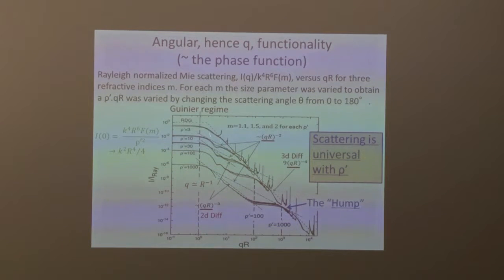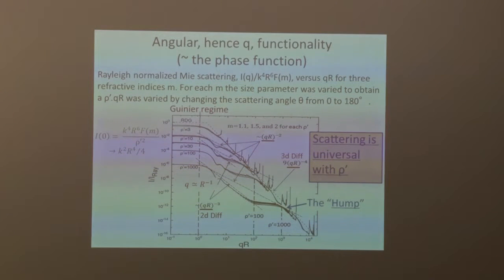Subsequently, we start getting these -2s. As rho prime continues to increase, the -2 is really that equal tangent line to the hump from the Guinier. The three-dimensional diffraction starts to become quite evident. The hump seems to be centered at the rho prime value.